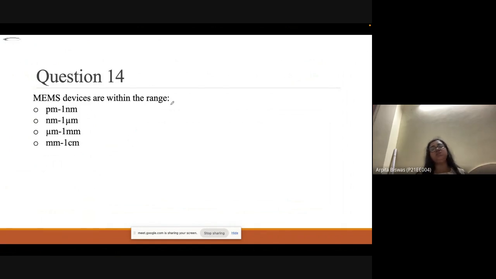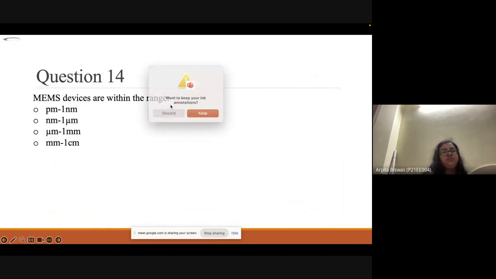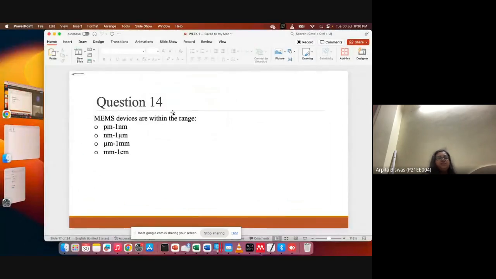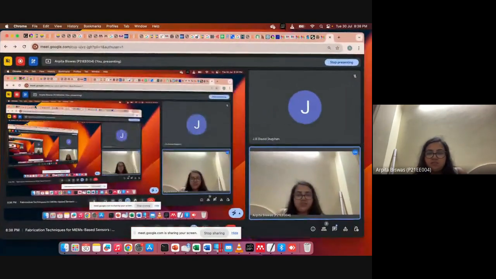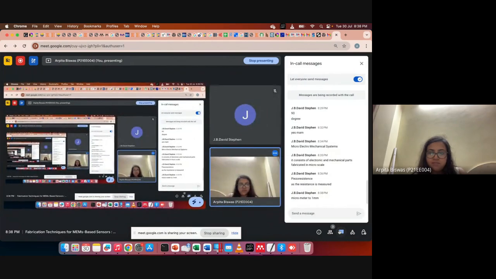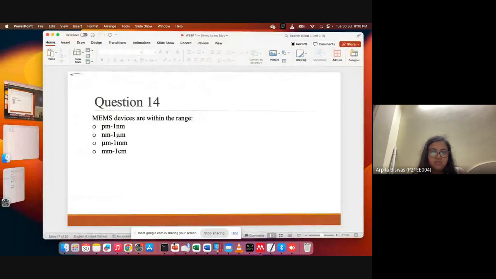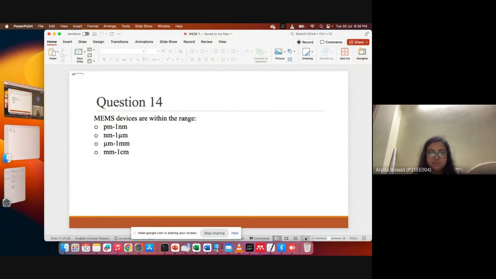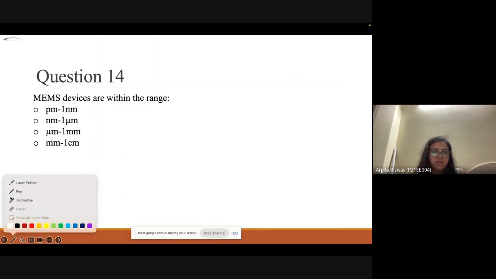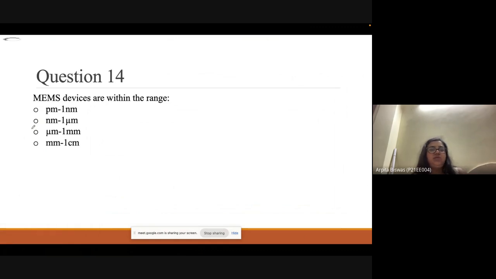MEMS devices are within the range of. So please go through the question carefully. Micrometer to 1 millimeter. Yes, the right option is the third option. Good. Micrometer to 1 millimeter.